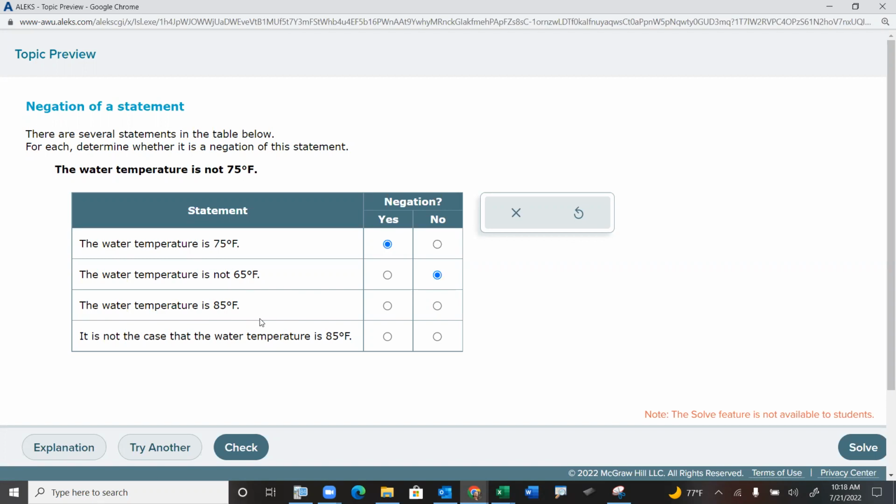The water temperature is 85 degrees. Okay, well, the opposite of not 75 is 75, not 85. So that will also not be the negation of it. The last one: it is not the case the water temperature is 85 degrees. Again, what's up with the 85? That has nothing to do with 75 and negation. So again, we're just going to say no on that one.